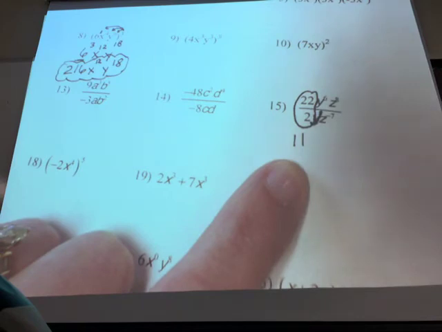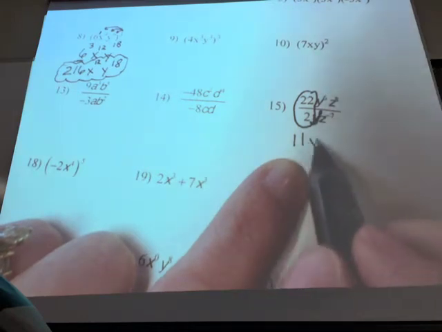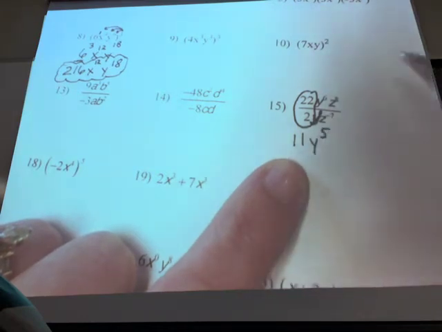And the rule up at the top of the page says to subtract your exponents. So I have y to the 6th and y to the 1st. So I have to subtract it. 6 minus 1 would leave y to the 5th. And then I subtract. I look at my z's.